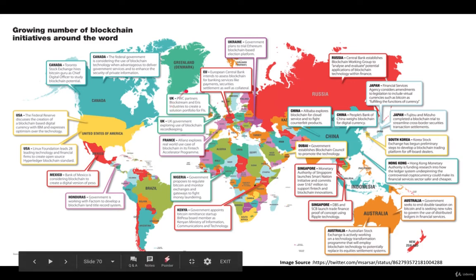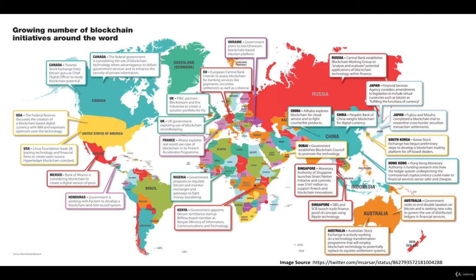To move further on the other side, we start with Kenya below, where the government has appointed the Bitcoin remittance startup BitPesa.